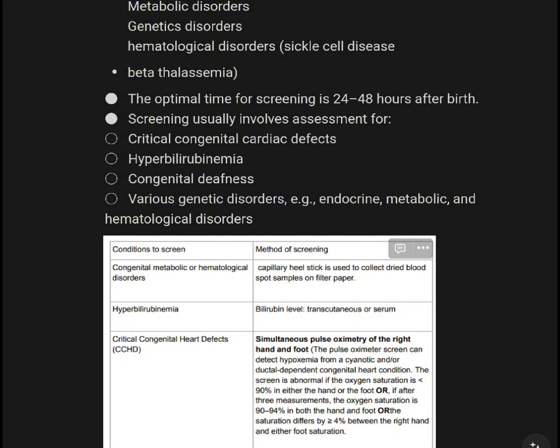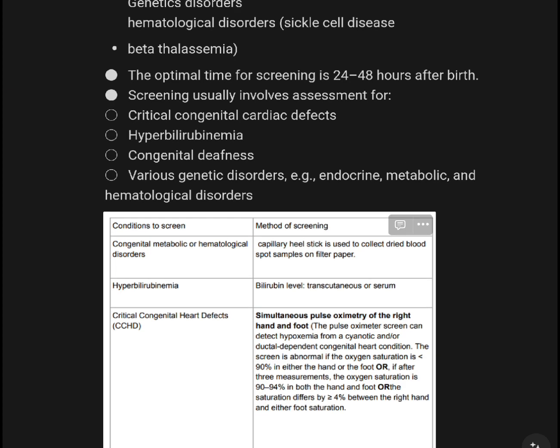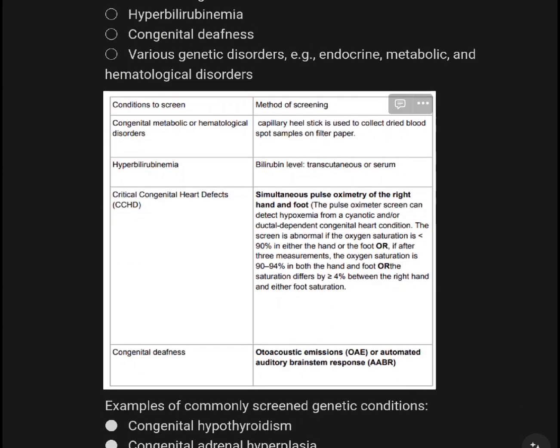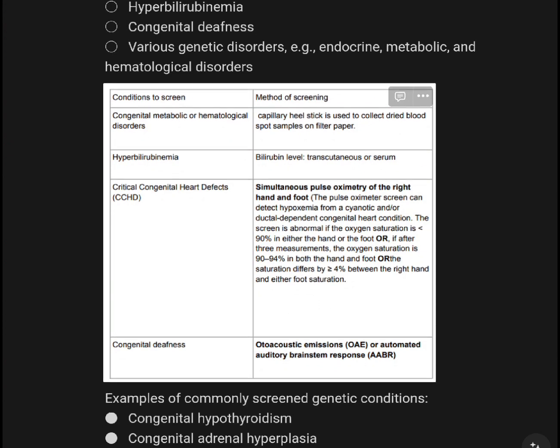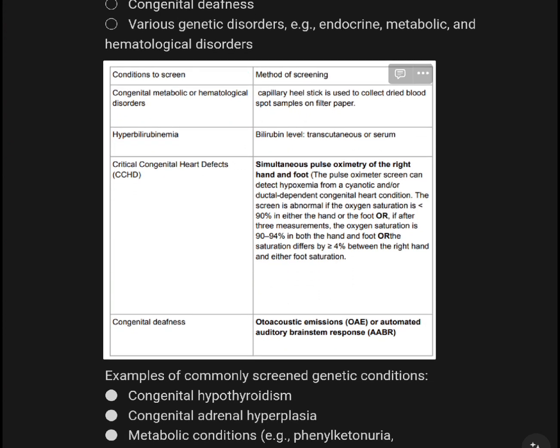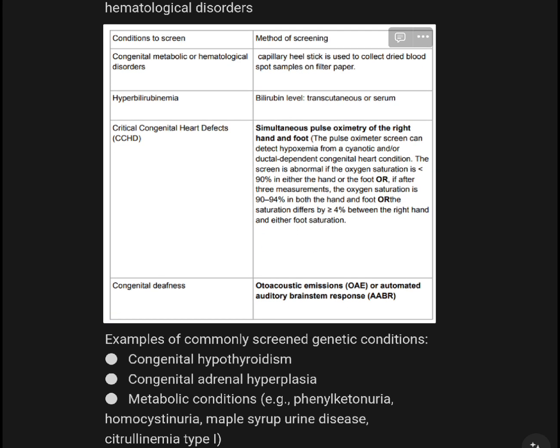Screening usually involves assessment for critical congenital cardiac defects, hyperbilirubinemia, congenital deafness, various genetic disorders, endocrine, metabolic and hematological disorders. Capillary heel stick is used to collect a dried blood spot sample on filter paper. Hyperbilirubinemia: bilirubin level, transcutaneous or serum. Critical congenital heart defect: simultaneous pulse oximetry of the right hand and foot. The pulse oximeter screen can detect hypoxemia from a cyanotic and/or ductal-dependent congenital heart condition.